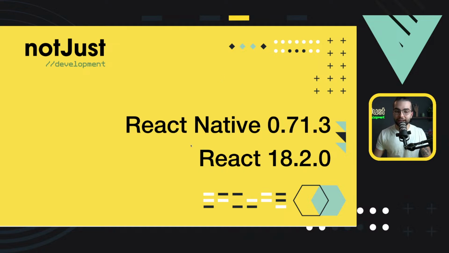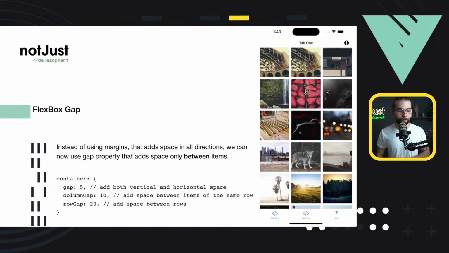So the first big update is React Native 0.71.3 and also the React version 18.2.0. What does that mean for us? That means that specifically React Native 0.71 brings a couple of changes, and we're going to go through them in this part of the video. The first one that I'm really excited about is, even though it's not huge, it will improve a lot the way we design grids. Here I'm talking about the flexbox gap.